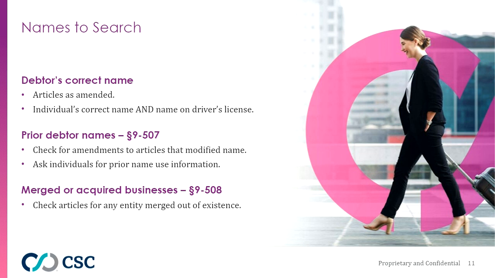Moving on to the next point, again, talking about prior debtor names. We're really making a point of this just because it is important when running searches that you consider that entity names get changed frequently, and you may need to search prior names to make sure that the results are correct. And again, people's names change, and so you want to make sure that you ask individuals for any prior names of use. And moving on to the final point, we're talking about merged or acquired businesses.